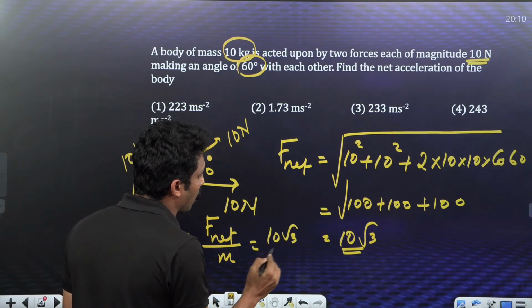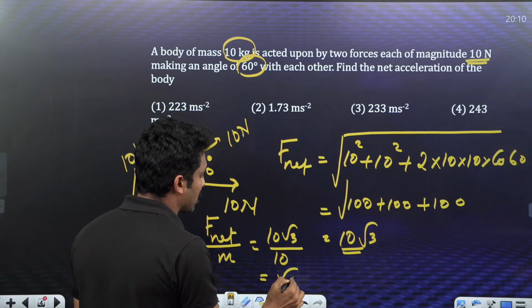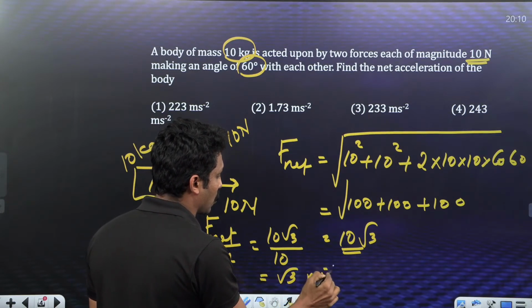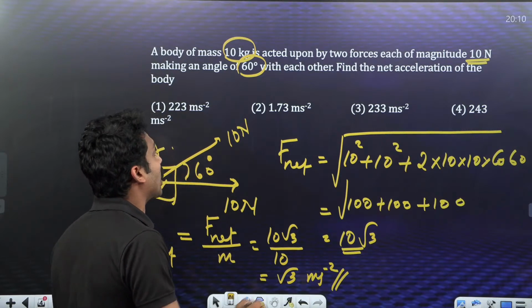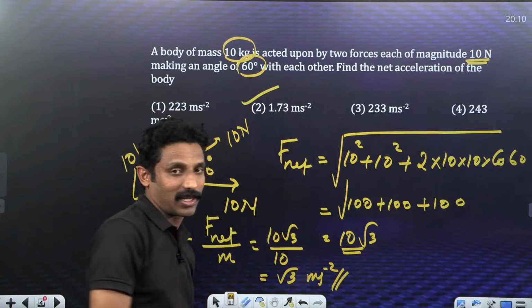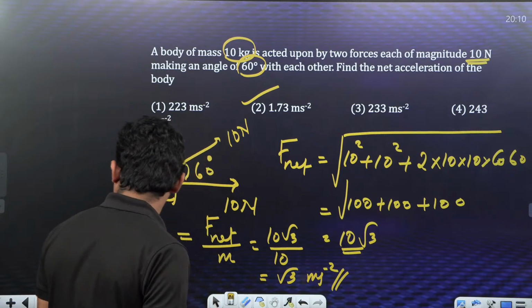10 root 3 divided by the mass of the block, which is again 10. So the answer is root 3 meter per second square. Root 3 meter per second square is 1.73 meter per second square. Very simple question. Okay, moving to the next.